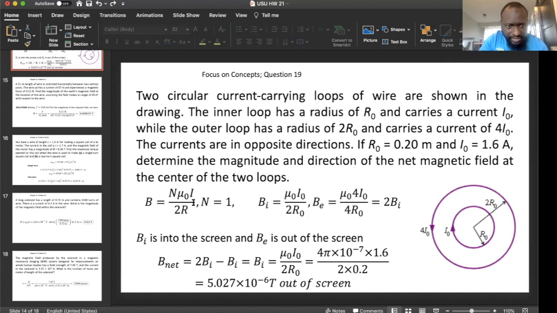So for a circle, the magnetic field at the center is given by N mu0 I over 2R, but they both have just one turn, so N is just one. So for the inside circle, I call it BI, the internal circle.